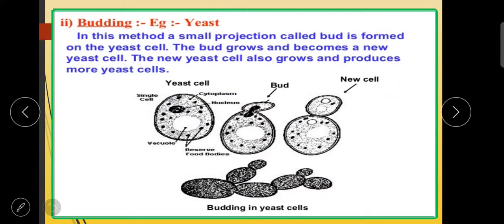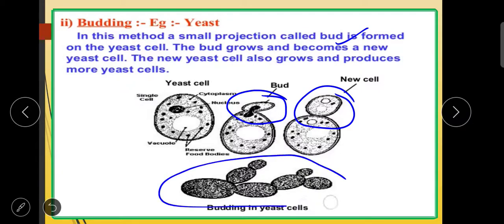We have another kind of asexual reproduction, that is budding. For example, yeast. Children, in this method, a small projection called a bud is formed on the yeast cell. You can see here a small projection has come on this yeast cell. The bud grows and becomes a new yeast cell. That new yeast cell also grows and produces more yeast cells. In this manner the number increases, and this process of production is called budding.